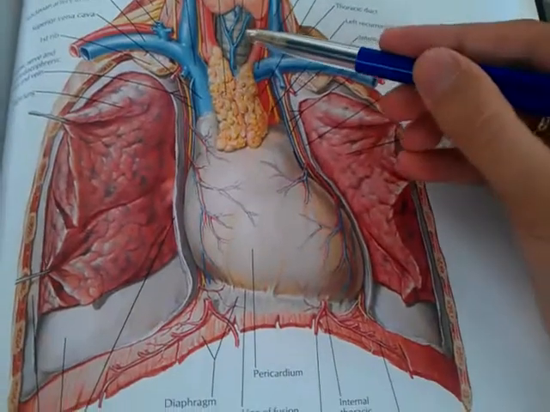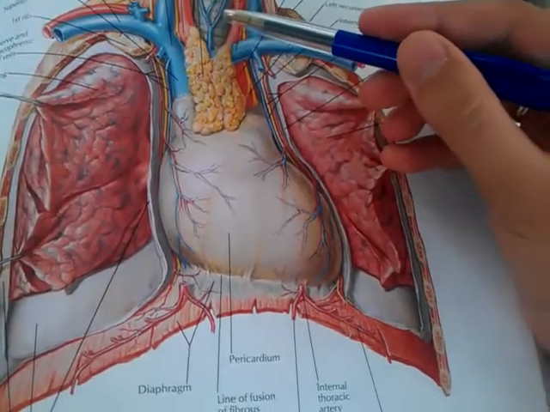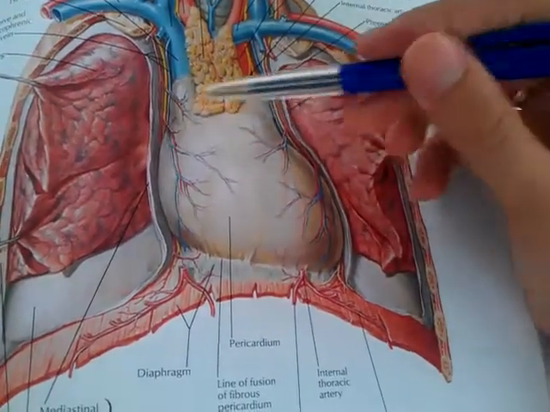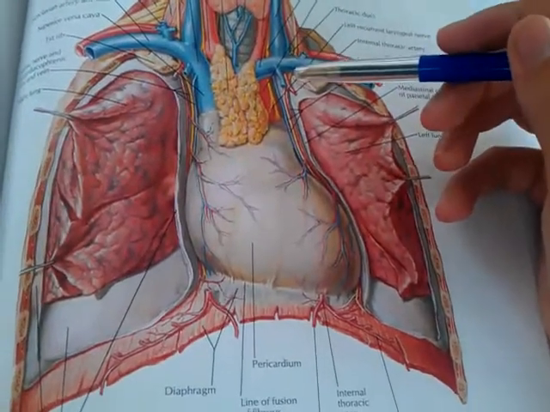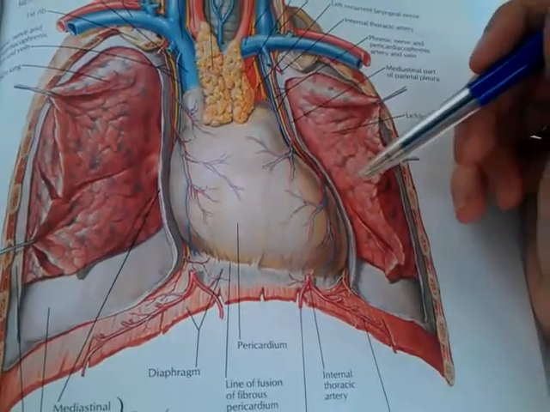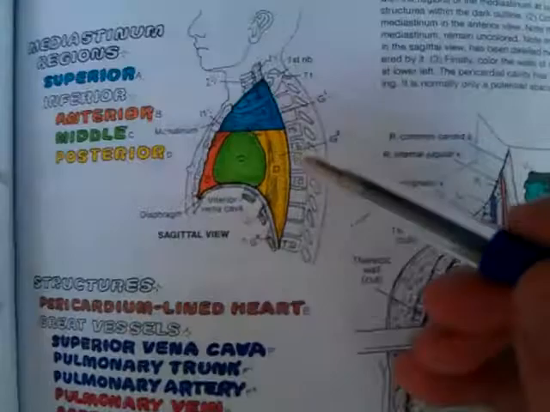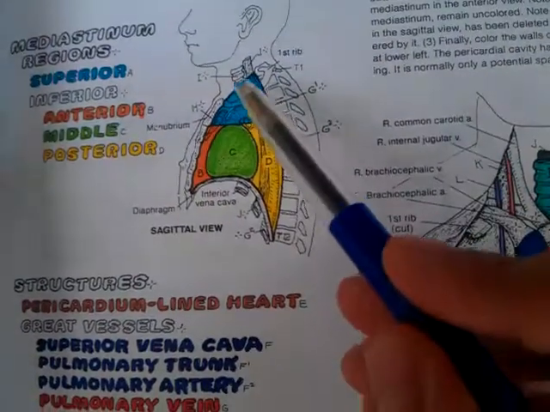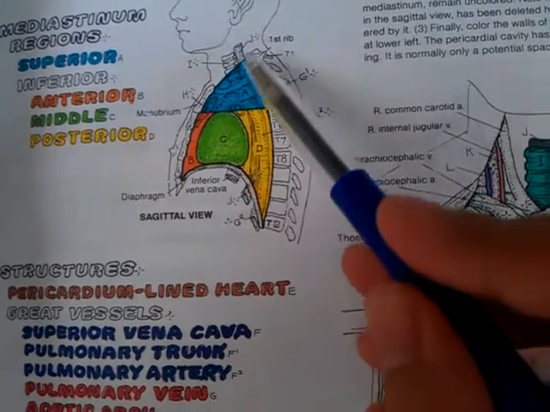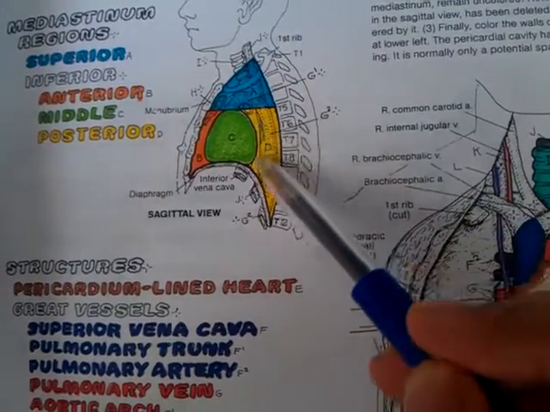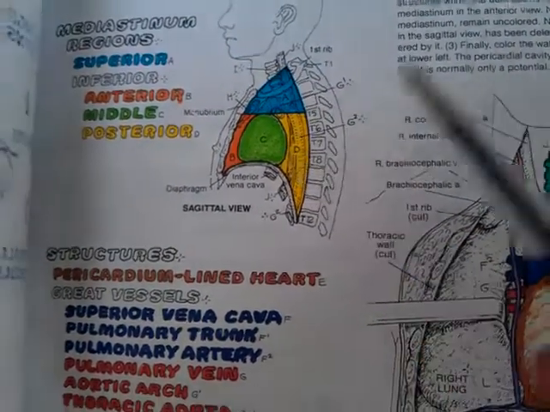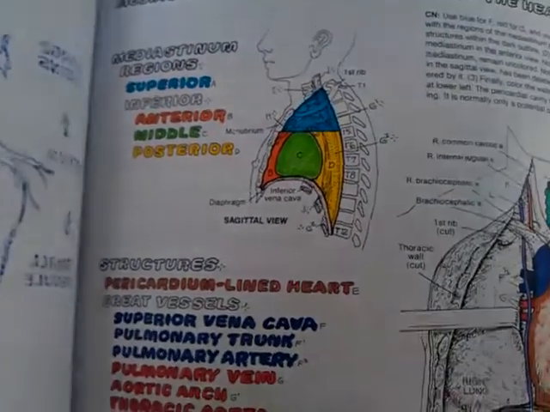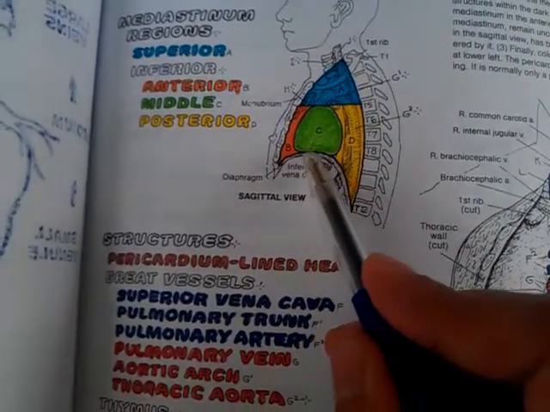Posteriorly, you have trachea, the bronchi, the esophagus, and the thoracic aorta. You see on this picture, you have the trachea, bronchi, esophagus, and the aorta. And inferiorly you have diaphragm.